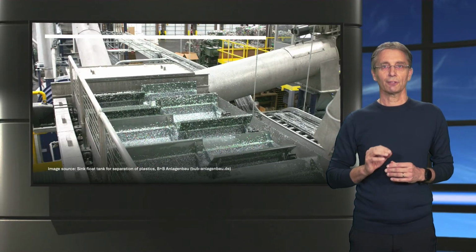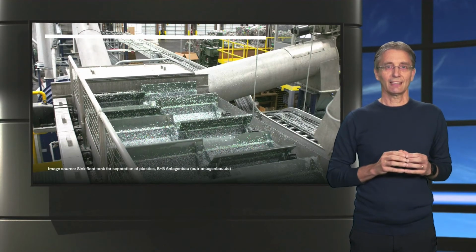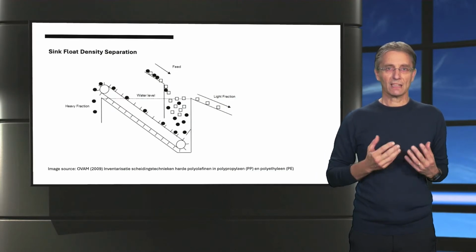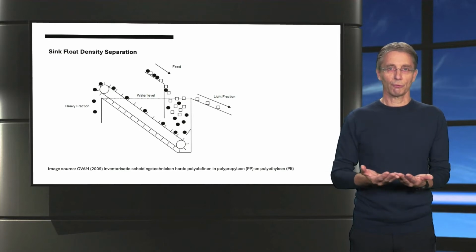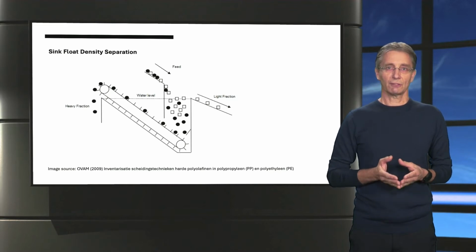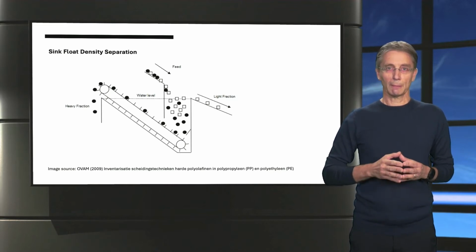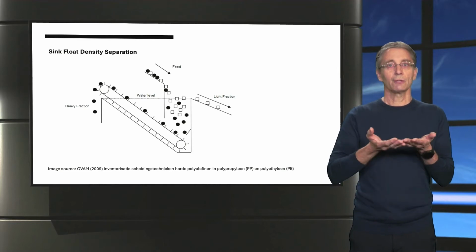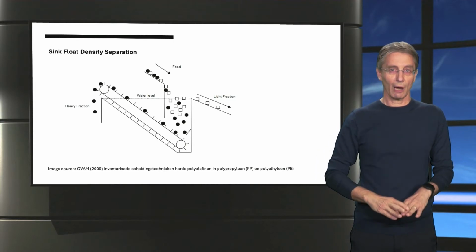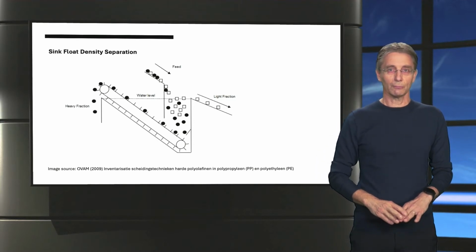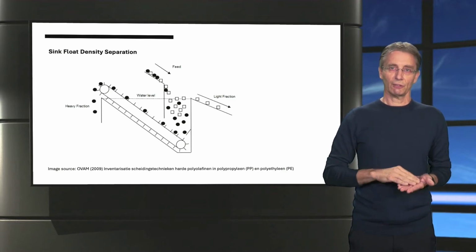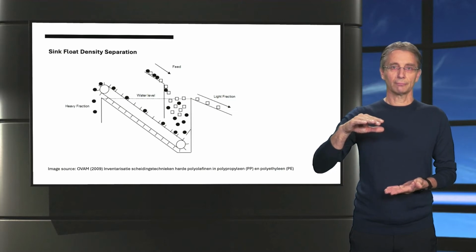An example of a method that uses differences in material properties is sink float density separation. In this method, mixed polymer waste is introduced into a flotation bath filled with water or another liquid. Because of the different densities, lighter polymers such as polypropylene and polyethylene will float and can thus be collected from the surface. Heavier plastics like polystyrene or ABS will sink to the bottom. By using additives that change the density of the flotation liquid, different types of polymers can be sorted in this way.